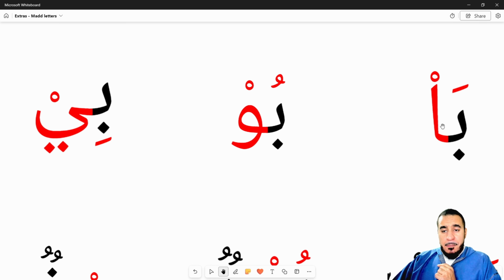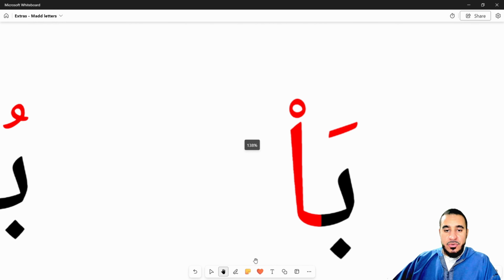However, most of the time, you will see that the med letters come with no haraka above it. There will be nothing above it. What that means is there is a sukoon. Okay? Just take that as a rule. If there is no haraka that can be seen above the letter when you're reading, that means that letter has a sukoon on it. All right? That means that there is a sukoon on that letter.